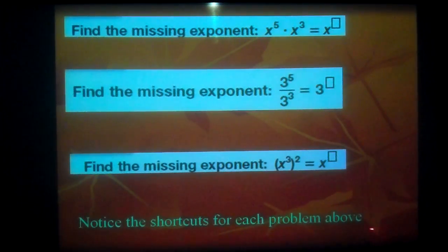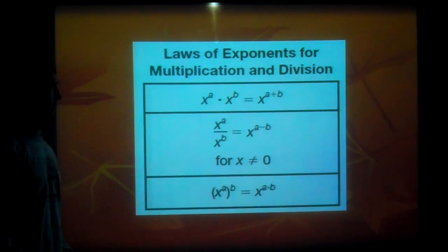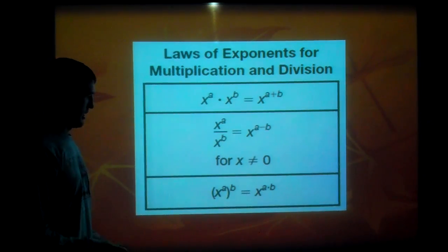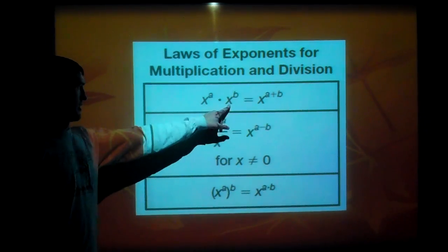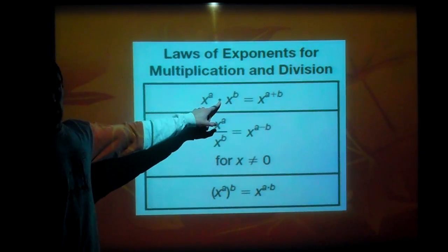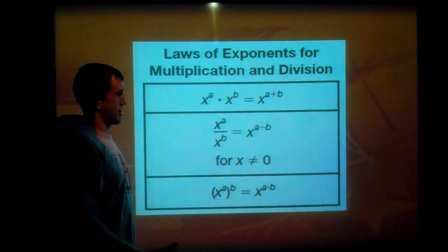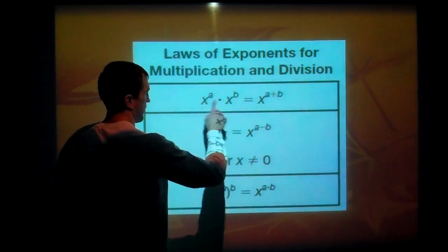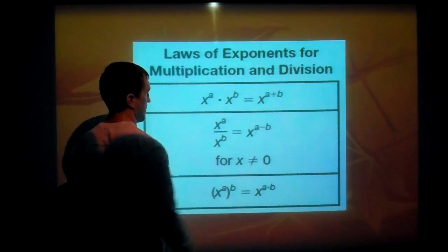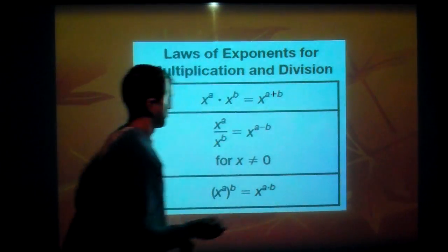So notice the shortcuts for each problem above. We already went through that. Here are the laws for our exponents, and this is for multiplication and division. As long as your bases are the same, x and x, and we're multiplying, you can add your exponents. Whatever a and b would be, they could be numbers, they could be letters, it doesn't matter. Same base, when you're multiplying, x to the a plus b.